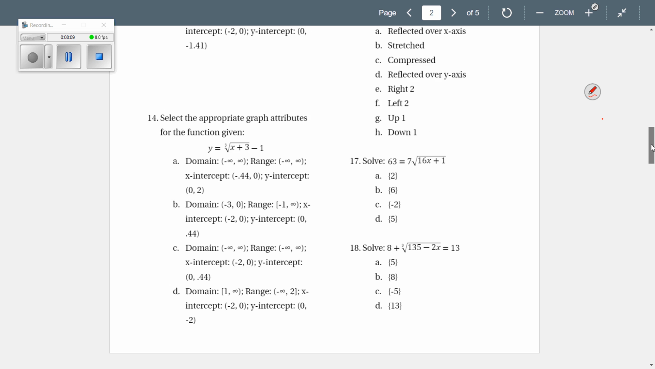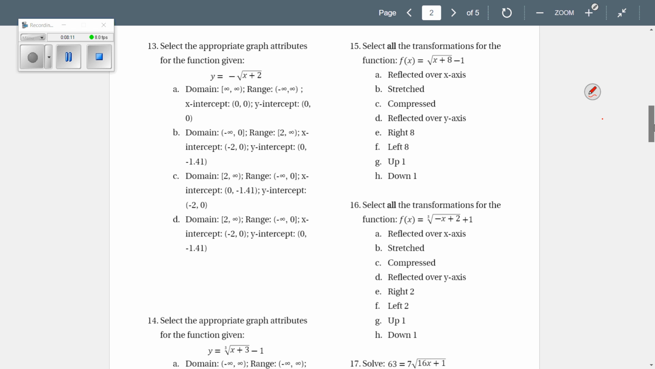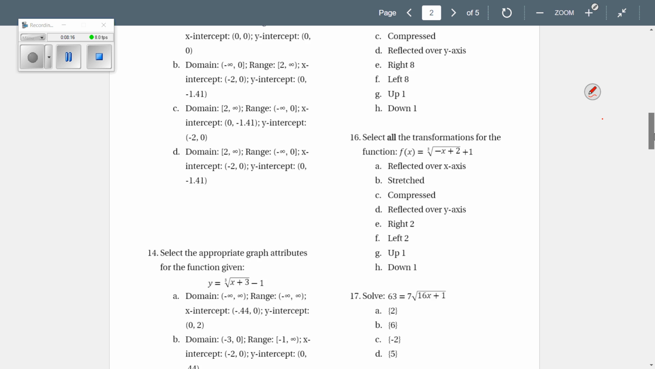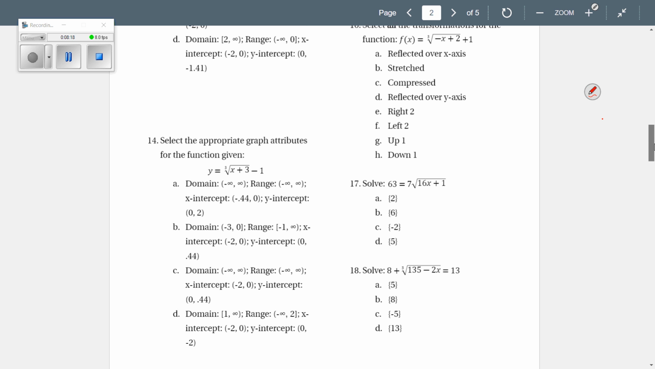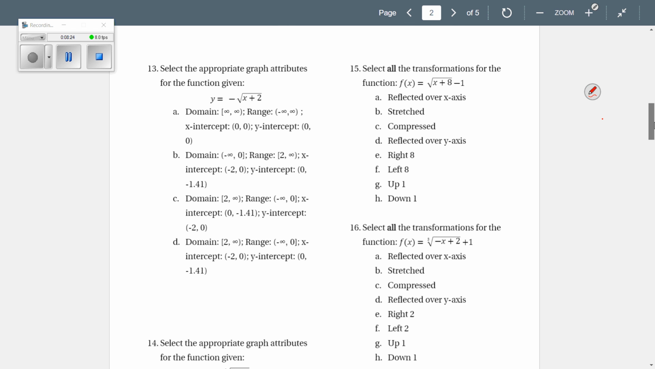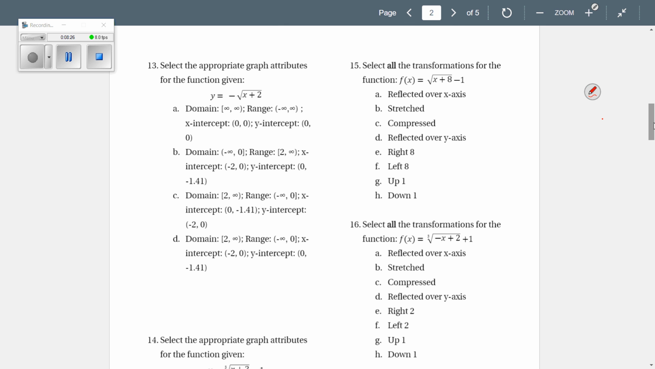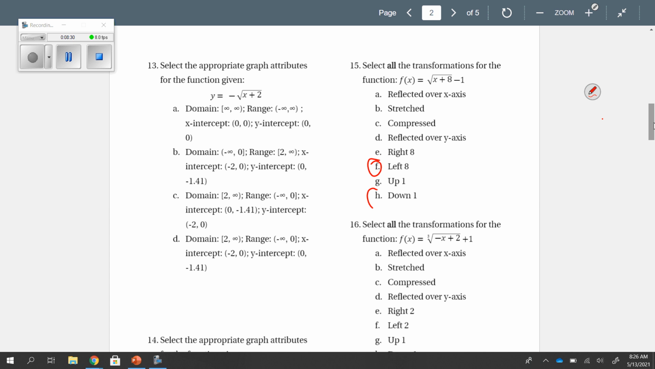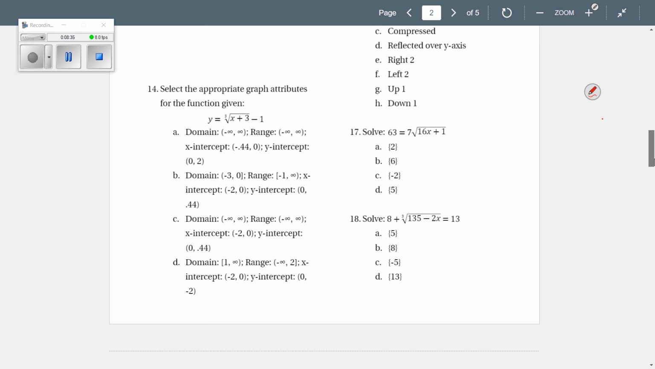Same thing with 14, graph attributes. We should not miss transformations. We've been doing it all year, okay? That's 15 and 16. You can also put them in the calculator if you want to be extra, but we should know just by looking at it, all right? Like, for example, number 15 is, remember, inside tells a lie, so instead of right 8, it's left 8, and then minus 1 on the outside, down 1. That's it. All right, keep summing it up.